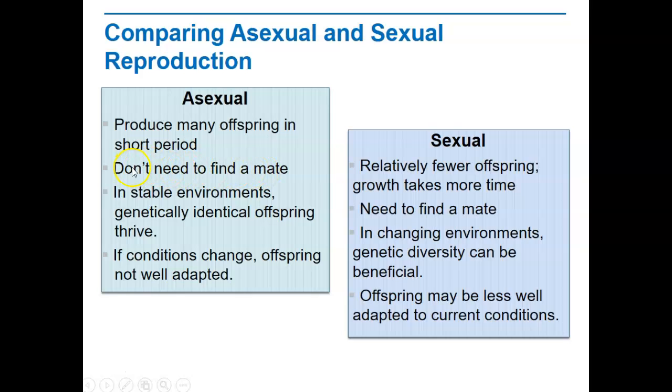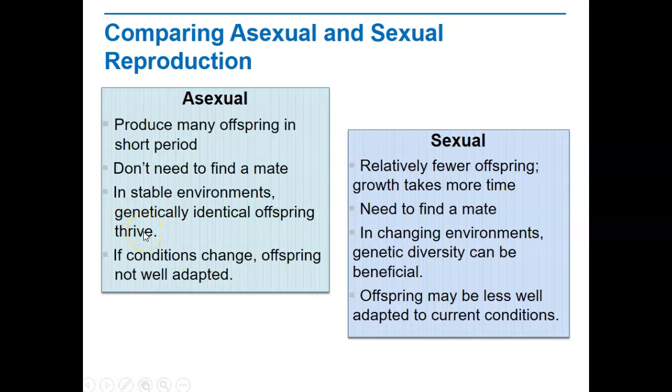If you are locked in a cave all by yourself, if you are a bacteria in a test tube, you can reproduce all by yourself. Sexual reproduction, you need to have a partner or nothing's going to happen. Okay? Asexual reproduction, as long as the environment stays stable, so not too hot, not too cold, not too salty, these offspring do great. They thrive. They live great.